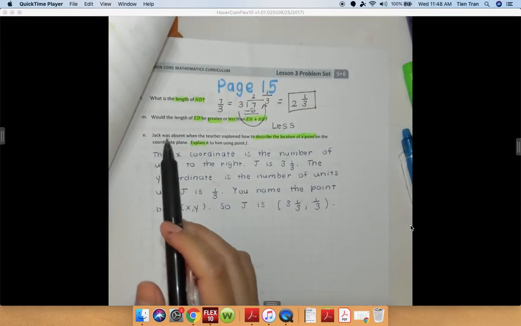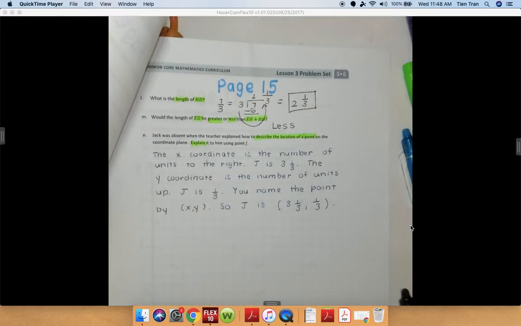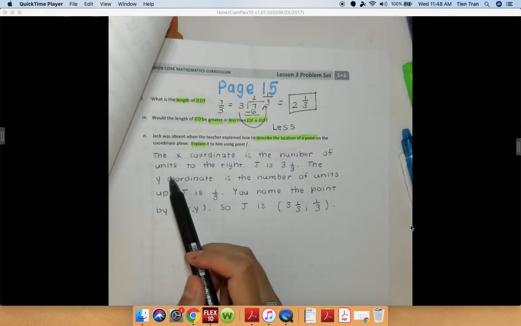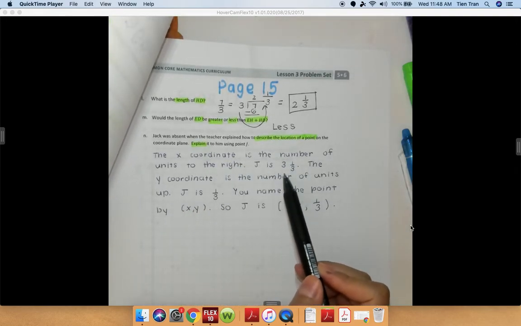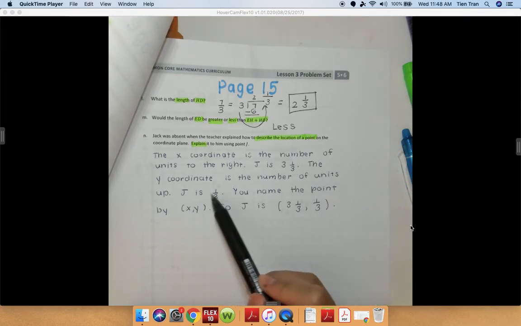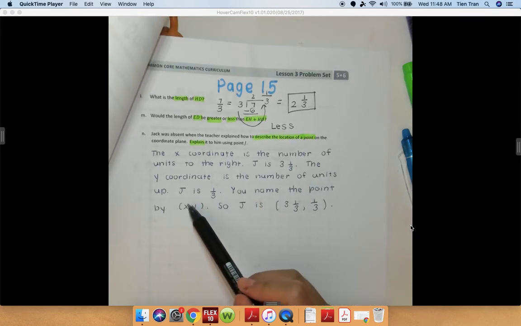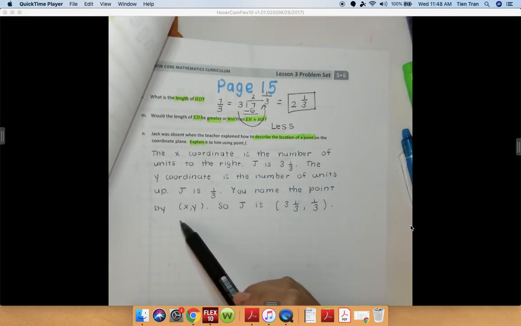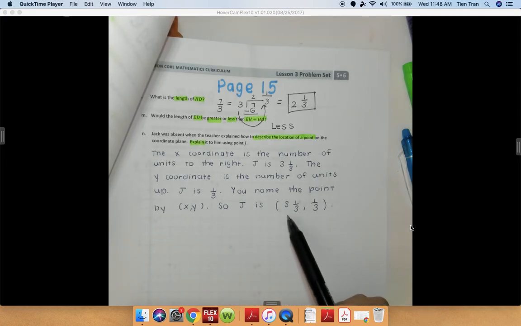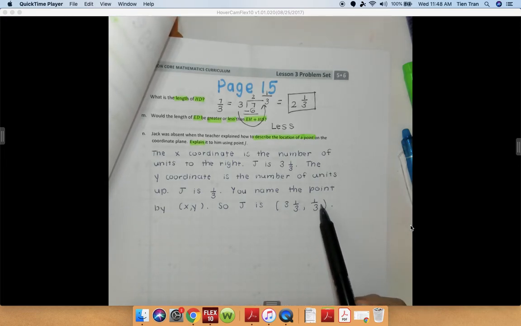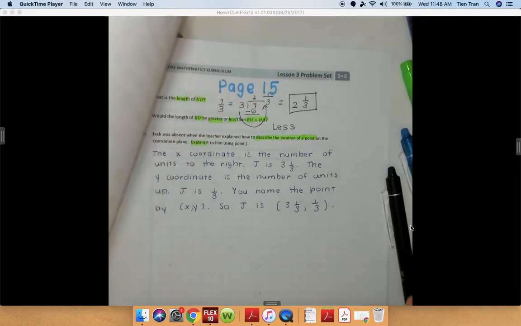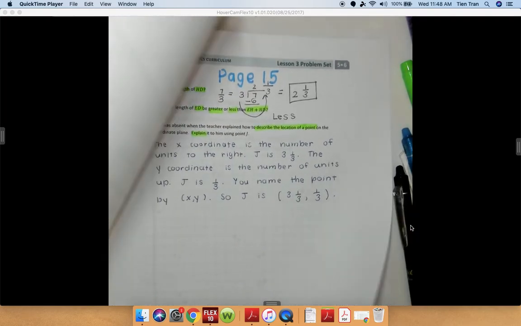For problem N, Jack was absent when the teacher explained how to describe the location of a point on the coordinate plane. Explain it to him using point J. So the x-coordinate is the number of units to the right. J is 3 and 1/3. The y-coordinate is a number of units up. J is 1/3. You name the point by x, y, so J is 3 1/3 and 1/3. Okay, so that is your last question for the problem set.